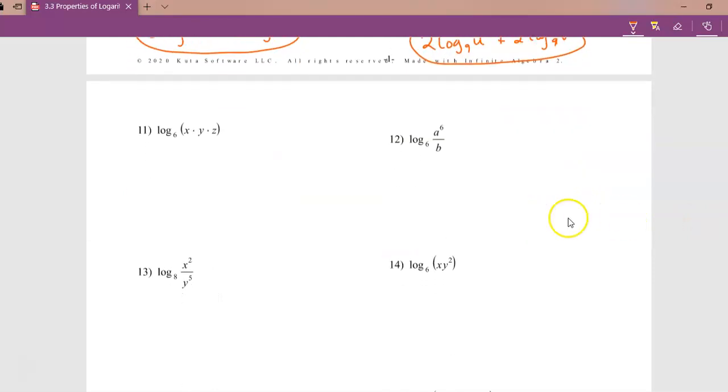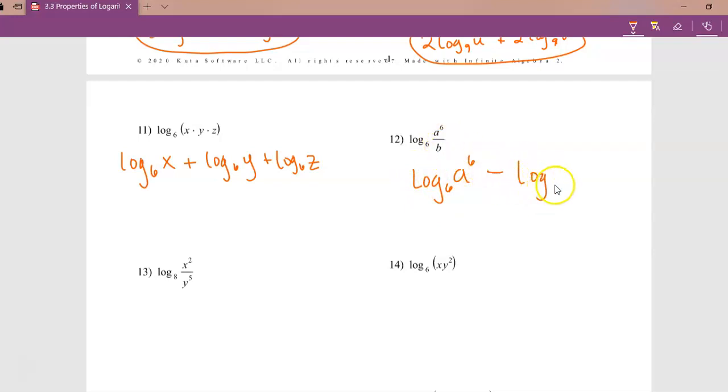Okay. So on this one, we have 3 things that are being multiplied together. So we can write this as 3 separate logs. Log base 6 of x plus, remember if I'm multiplying inside, I'm going to add these logs together, log base 6 of y plus log base 6 of z. And that would be fully expanded. There's no exponents here. Okay, number 12, we would be subtracting the 2 logs because inside we're dividing. So log base 6 of a to the 6th minus log base 6 of b. And then that 6 goes out in front of the log, that was the exponent. So there's our fully expanded form.